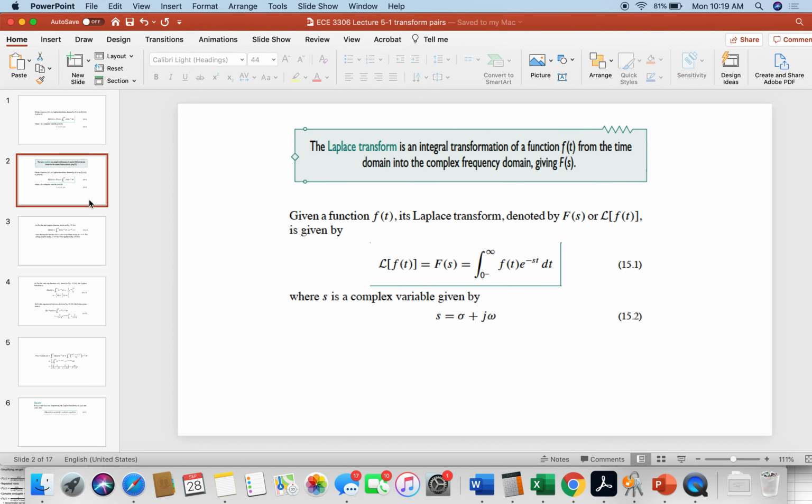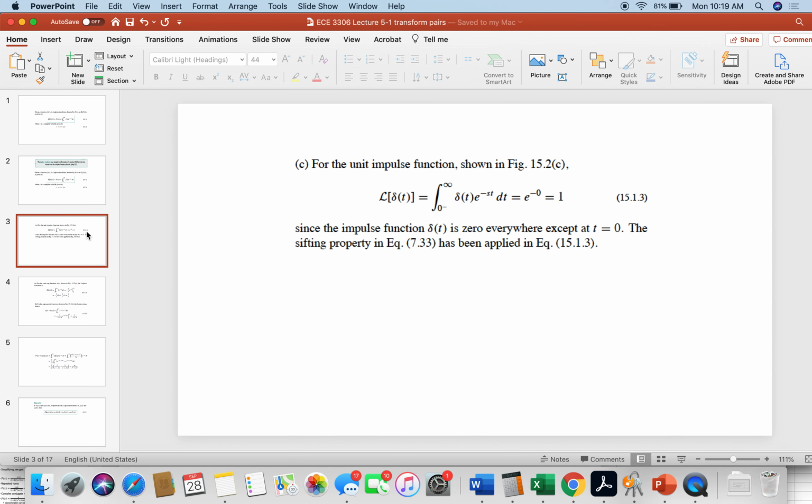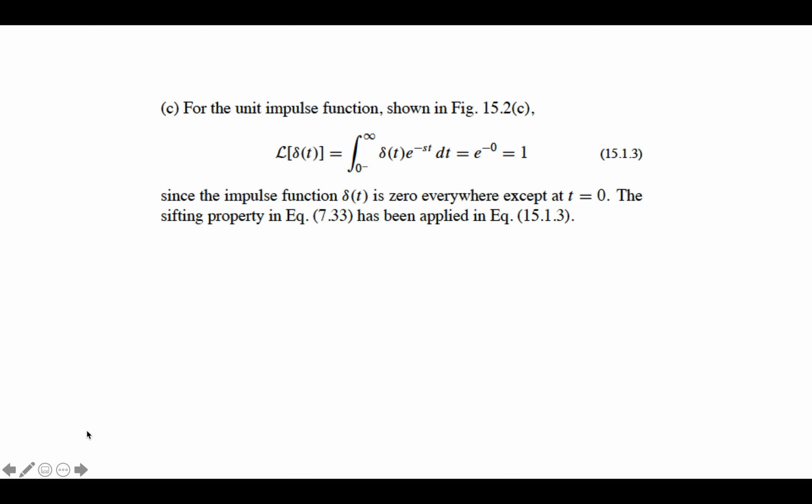So the first transform pair is the simple impulse function. And so when you take the impulse function and you insert it into the transform definition, this is your transform integral where delta of t is your f of t. And so you insert this.